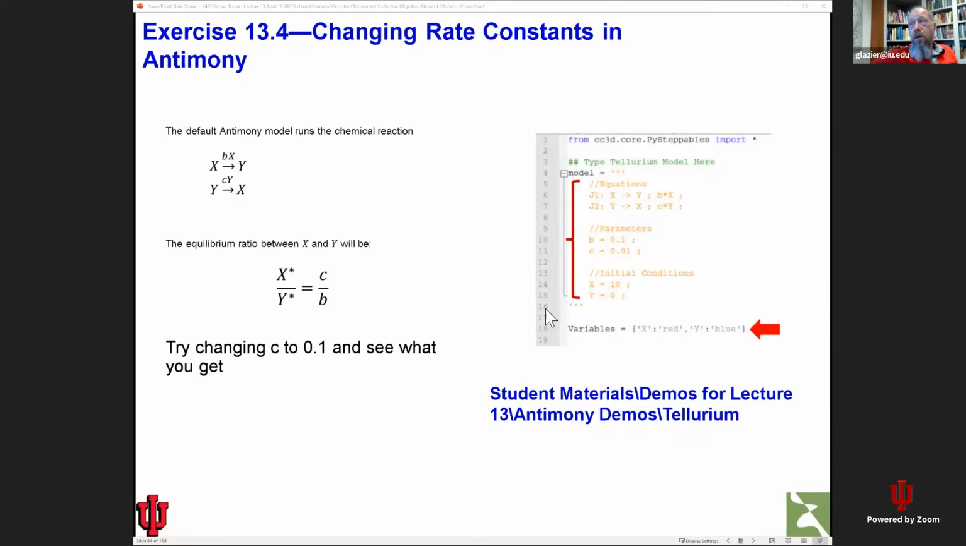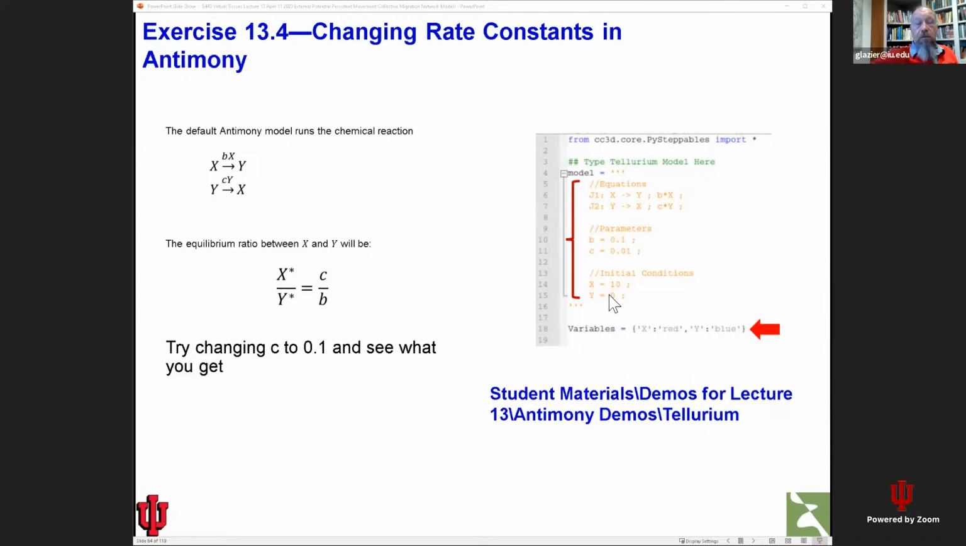And so we could go into our code here. We'll see in line 6, chemical reaction, X goes to Y, rate B times X. Line 7, Y goes to X, rate C times Y, the value of B and the value of C, and the initial value of X of 10 and Y of 0.